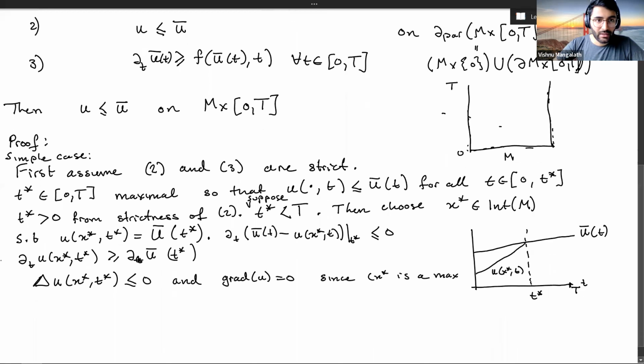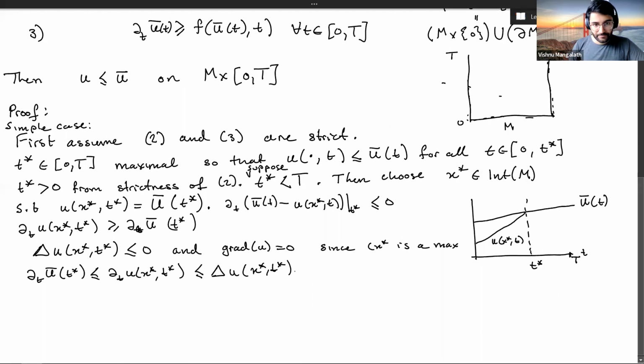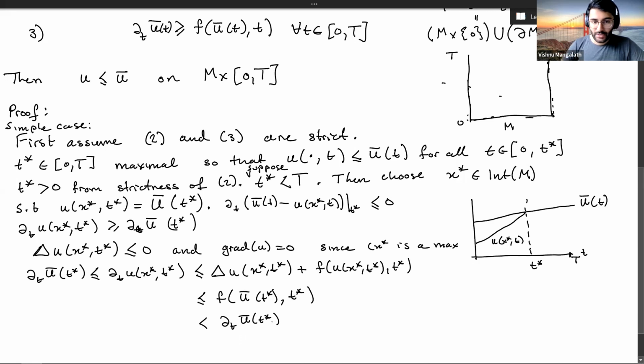Okay, so combining all our equations, we have that partial t of u bar at t star is less than or equal to partial t of u at x star, t star, which is then less than or equal to this. I can ignore this term here because it's equal to 0, plus f of u of x star, t star, comma t star. That's less than or equal to f of capital U bar of t star, comma t star, which is strictly less than, by the assumption, the time derivative of u bar at t star. Okay, so that's a contradiction.